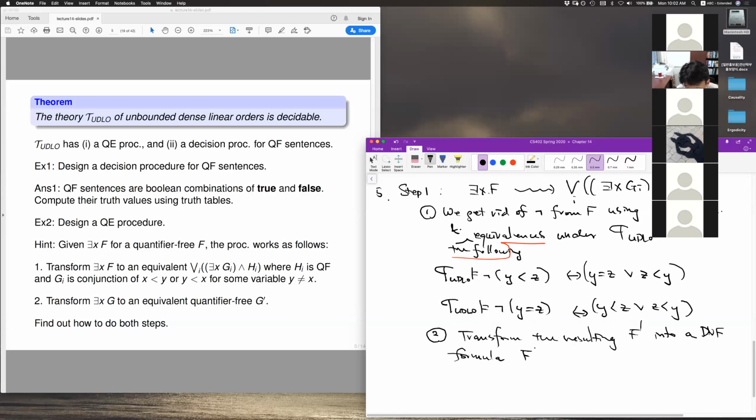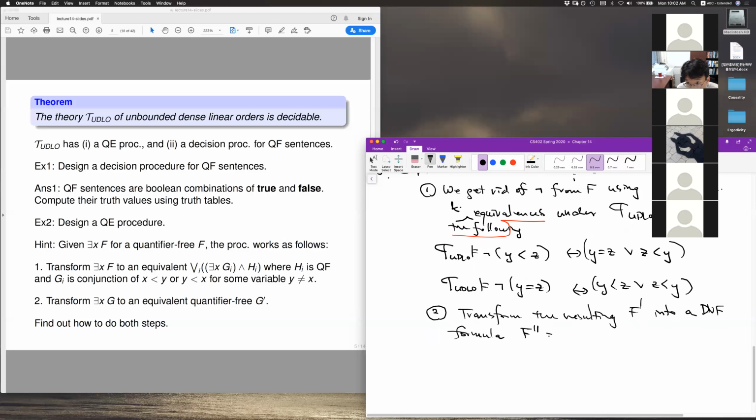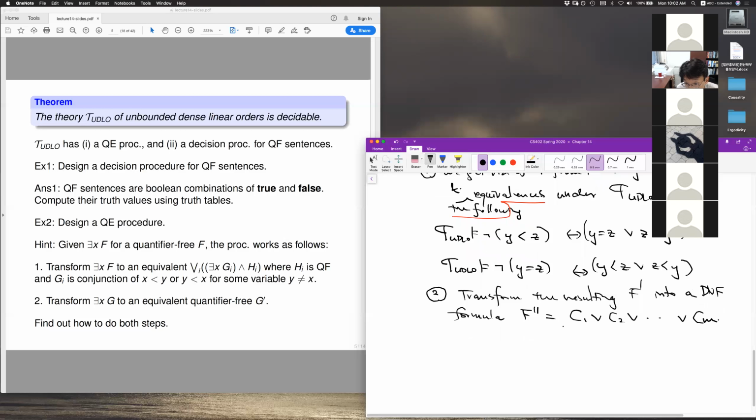F double prime. Okay. So this DNF formula, let's just make it more explicit. It's going to have the form F double prime, with some clause C1 or clause C2 or up to clause CM. Each of the clauses will be a conjunction of either equality or less than between variables. Okay, so then what should we do?